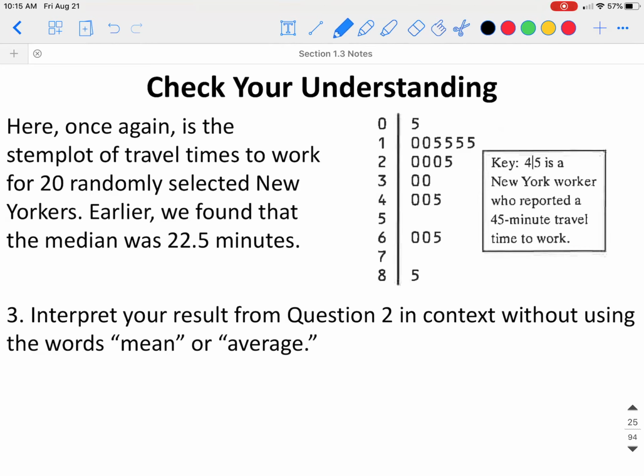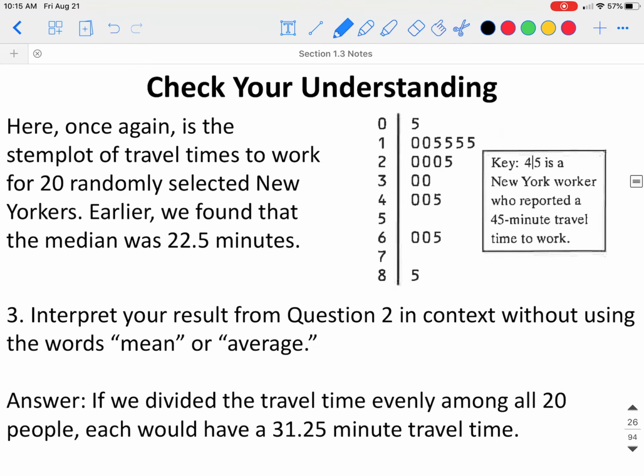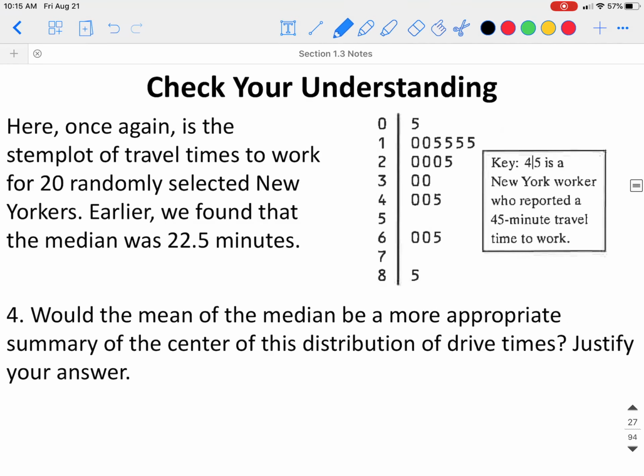Now interpret your result for question 2 in context without using the words mean or average. If we divided the travel time evenly among all 20 people, each would have a 31.25 minute travel time. So, without using the word mean or average, we can say if we distribute the times evenly among all the travelers, they would each travel 31.25 minutes.